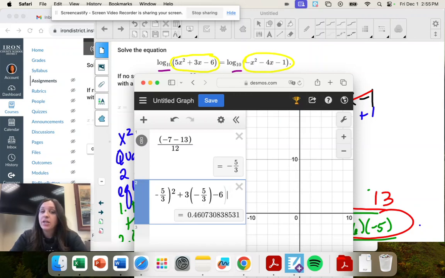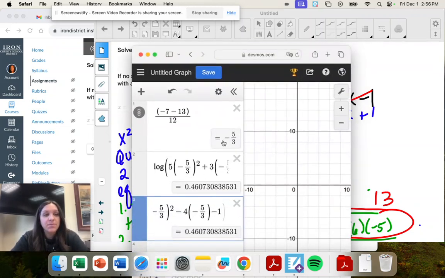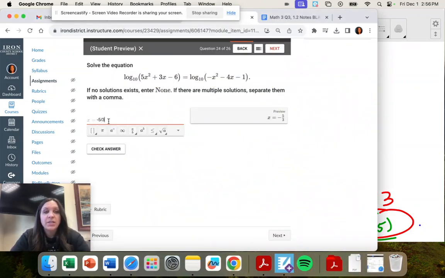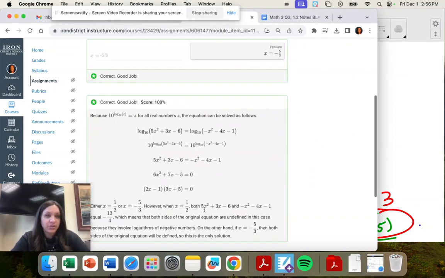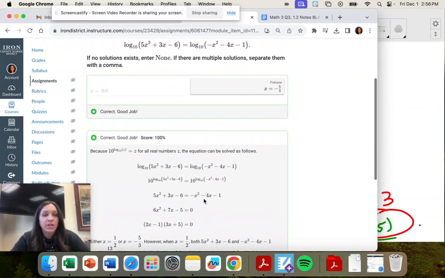All right, so I got an answer. I'm going to check and make sure it matches on the right-hand side. So I have negative, and then negative 5/3 squared, minus 4 times negative 5/3. See how I'm typing the right side of the equation, minus 1. And those are the same, so that means that's our one answer. So don't make the mistake of typing both answers. The 1/2 was extraneous because it didn't work in the equation.